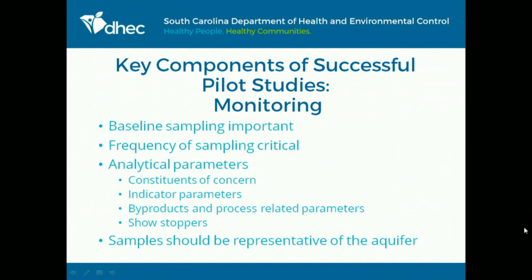Frequency of sampling is so important, whether it's full scale or pilot study. Don't wait too long to get data, and don't wait too long to look at the data. And of course, your analytical parameters need to be your constituents of concern, your indicator parameters, byproducts, process-related parameters, and showstoppers like the nitrate and sulfate that I was talking about before, pH. And of course, samples need to be representative of the aquifer.